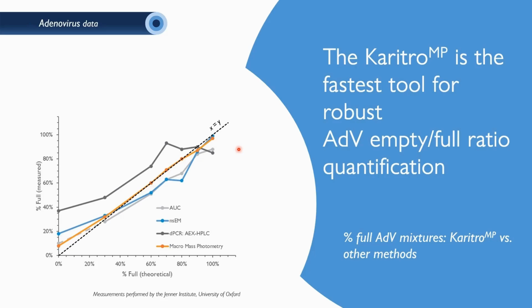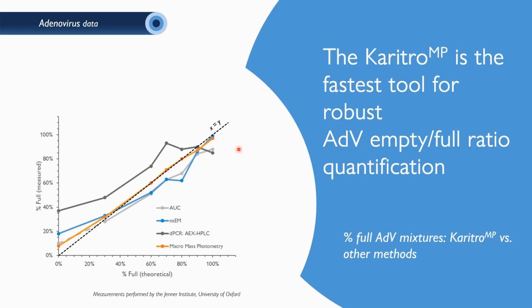And on top of that, we need to point out that mass photometry is also the fastest tool amongst those listed here, meaning that the performance of the Karitro for empty full determination is actually quite convenient versus other methods due to its low cost and high speed.